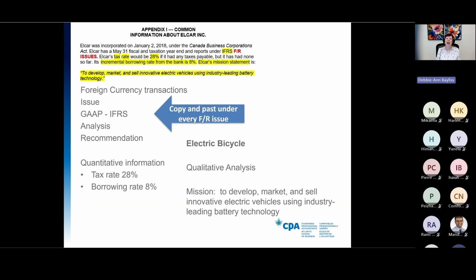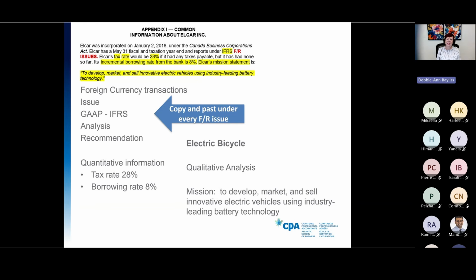So let's now look at Appendix 1. Well, here's some valuable information that I absolutely need. The accounting framework that they're using is IFRS. So under GAAP, I'm going to put IFRS. And I'm going to copy that and put it under every one of my financial reporting issues. Also, here's some more quantitative information. The tax rate is 28% and the borrowing rate is 8%.